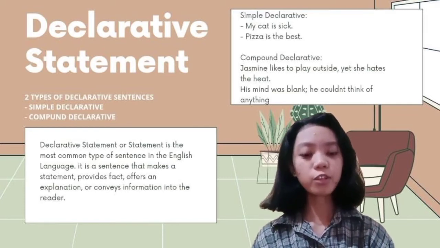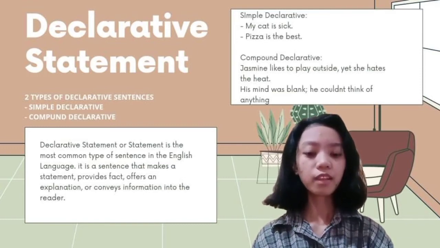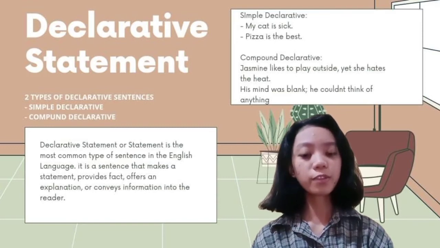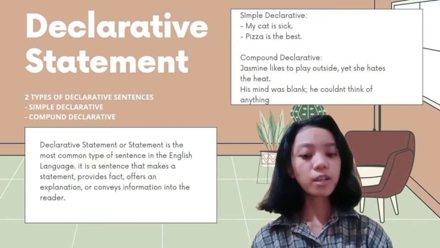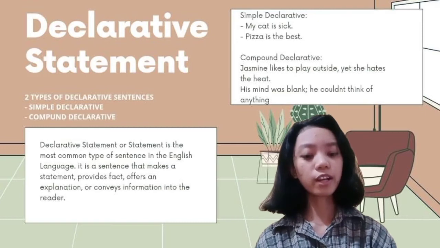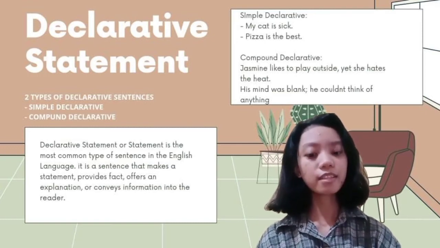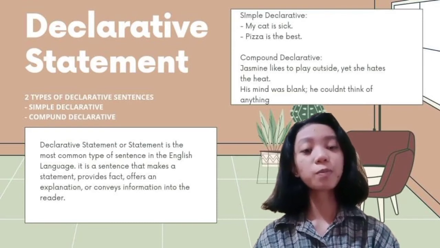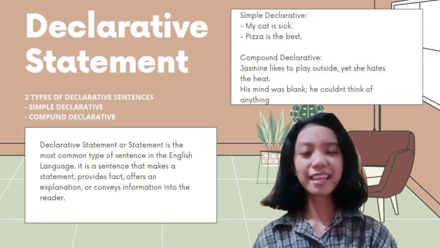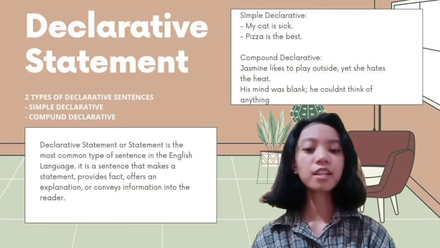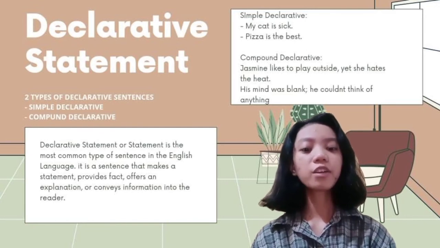A compound declarative joins two related phrases with a comma and a conjunction, such as and, yet, or but. These phrases can also be united by a semicolon, which is sometimes accompanied by a transition word like besides, however, or therefore. An example of this is, Jasmine likes to play outside, yet she hates the heat. And another example is, her mind is blank, she couldn't think of anything.